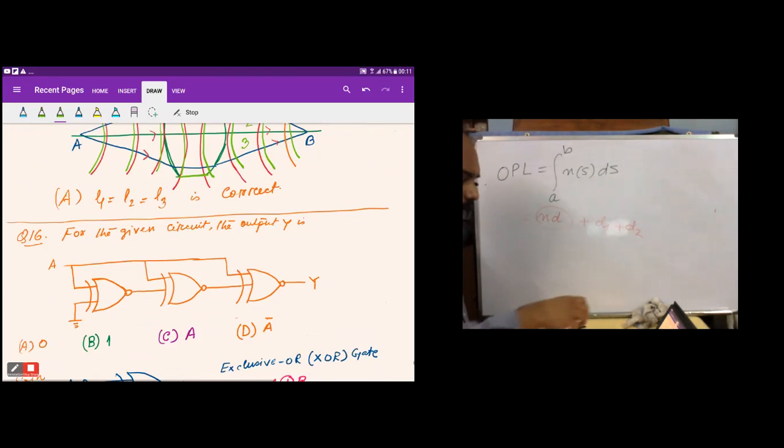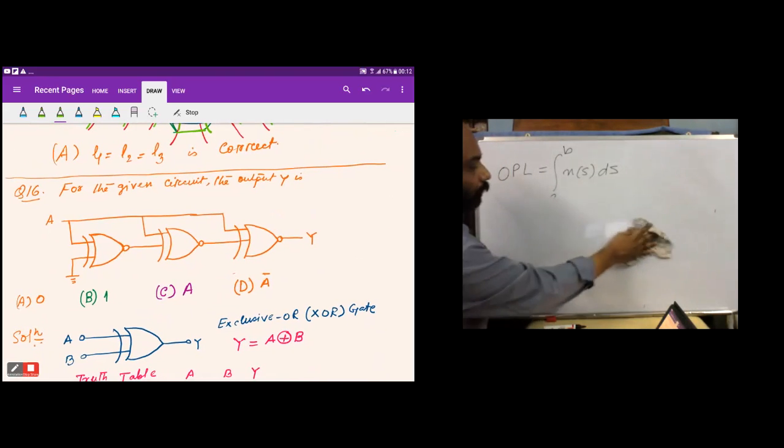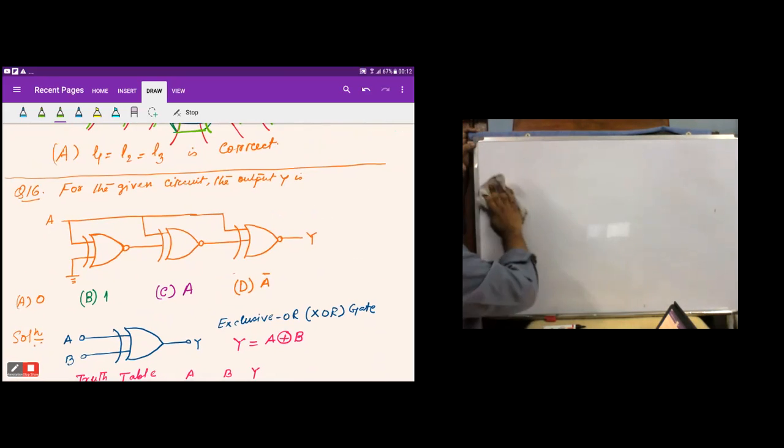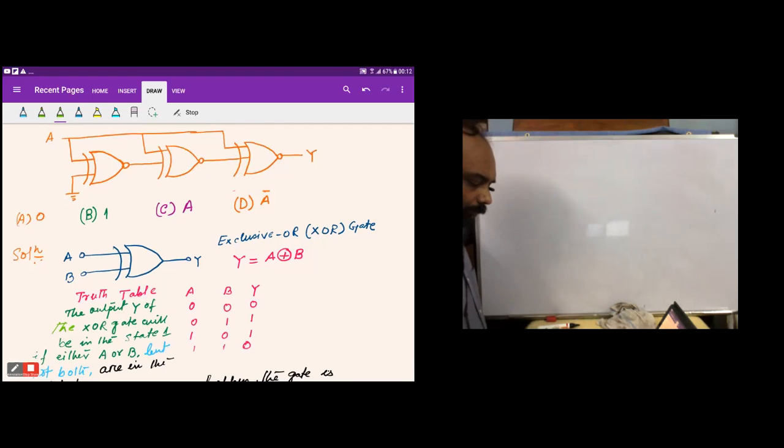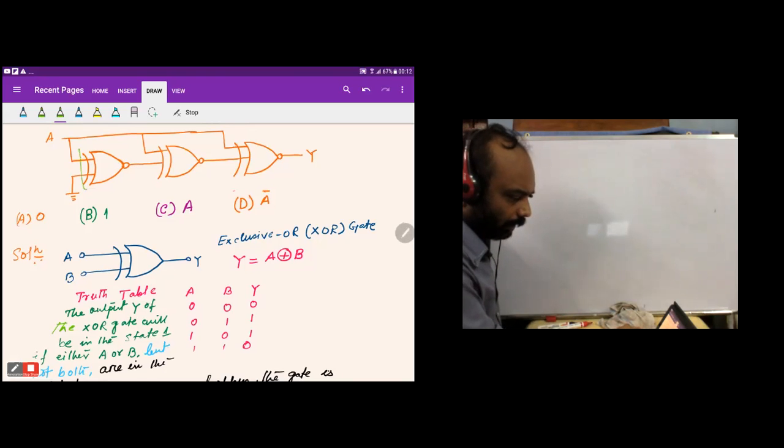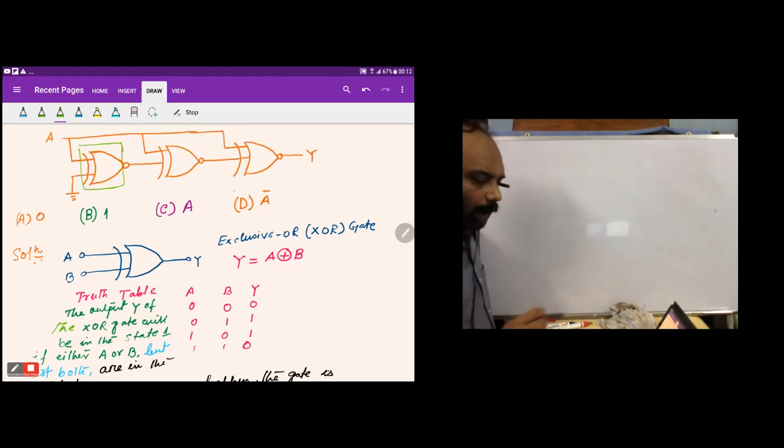Next, question 16. So we are given a circuit and the output Y, and 4 options are given. So basically, we know that this portion is nothing but an exclusive OR, you can say XOR gate.